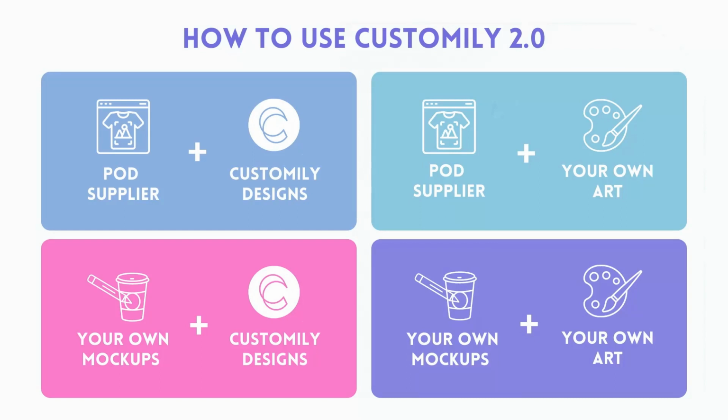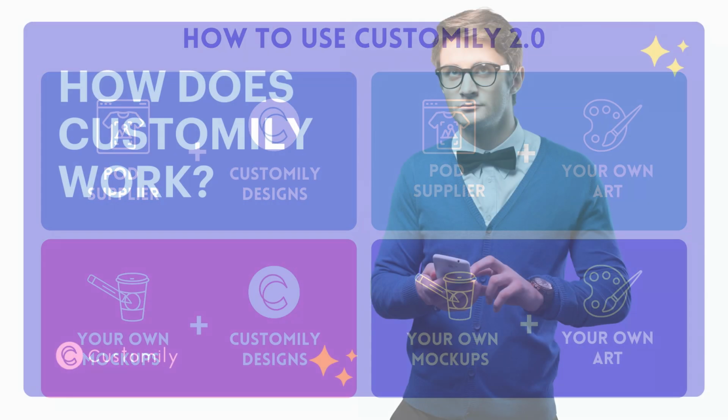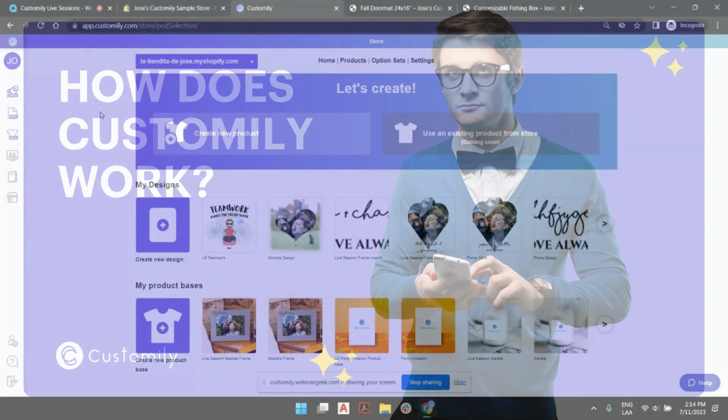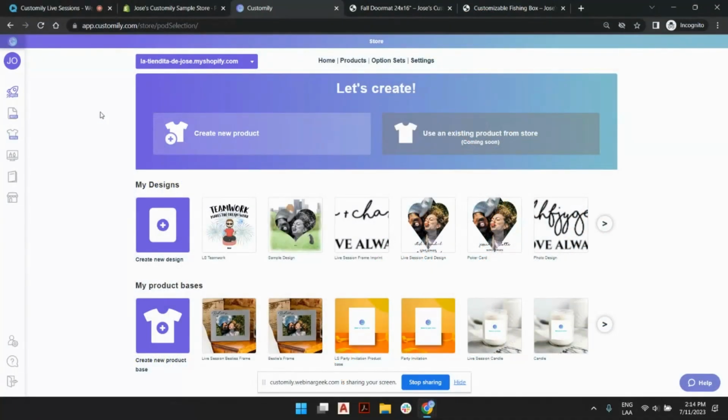But I think it's better if we see that front end on the app. Yeah, let's start from the beginning. Okay, so imagine I am a Shopify store owner. I want to start selling personalized products, and I just installed Customily to try it out. Here we are in the main menu of Customily, and the first thing you're going to get is an onboarding page.